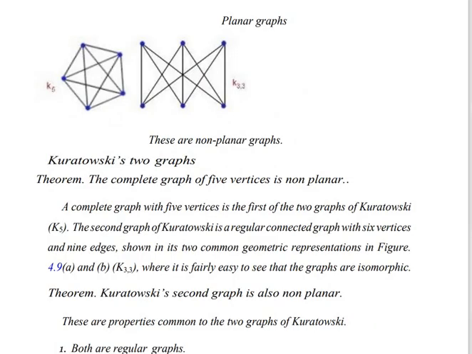These are some examples of non-planar graphs. The first one is K5, which is a complete graph with 5 vertices, and the second one is K3,3, which is a complete bipartite graph with 6 vertices. Both these graphs are non-planar, and they are also known as Kuratowski's graphs.